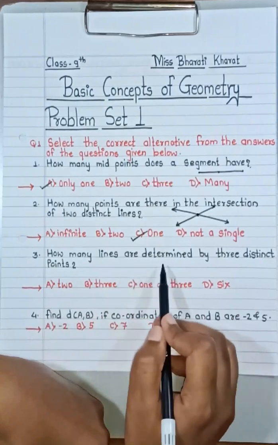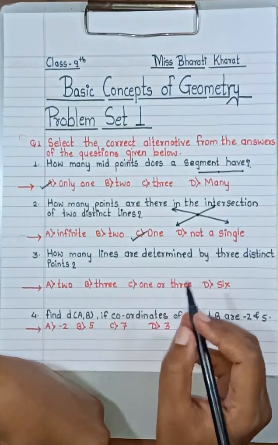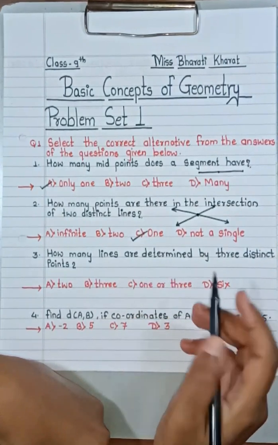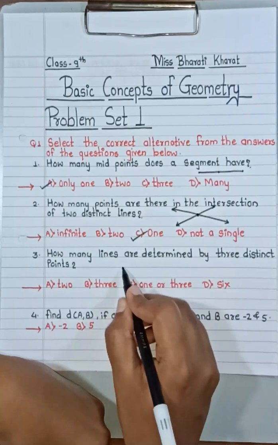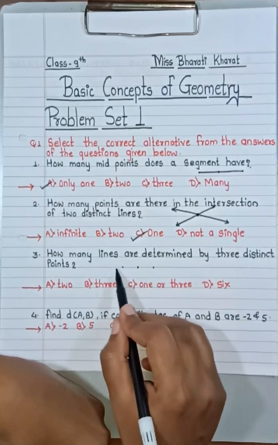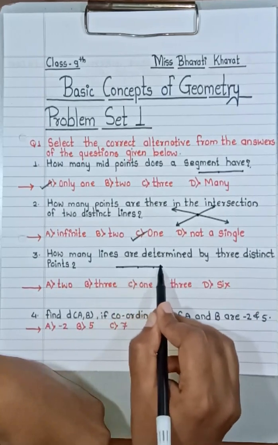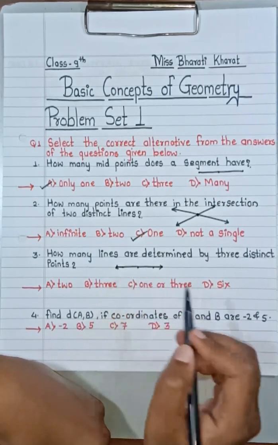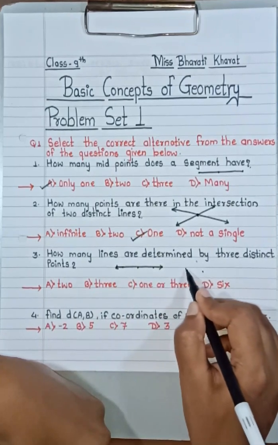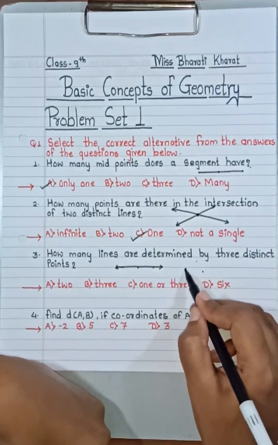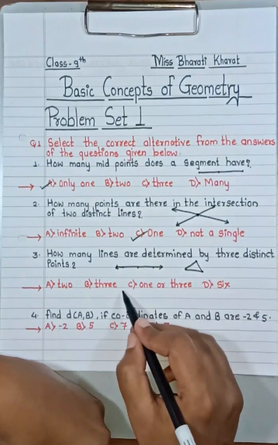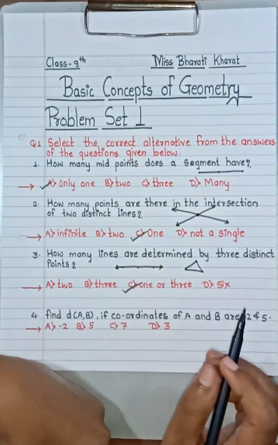How many lines are determined by three distinct points? If you consider three collinear points, suppose 1, 2 and 3, one and only one single line passes through these three collinear points. And if you consider three non-collinear points, then 3 lines can pass through them. So option number 3, that is 1 or 3, is your answer.